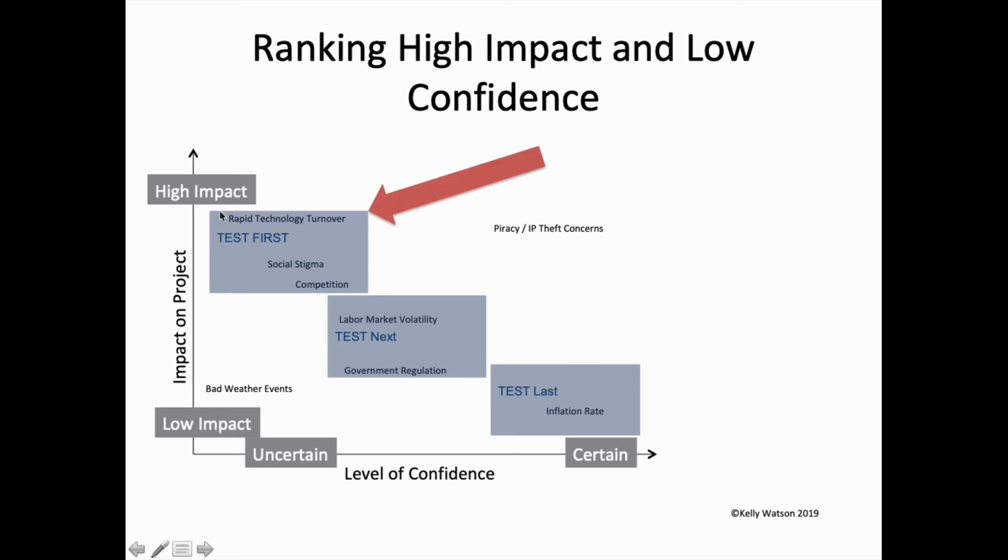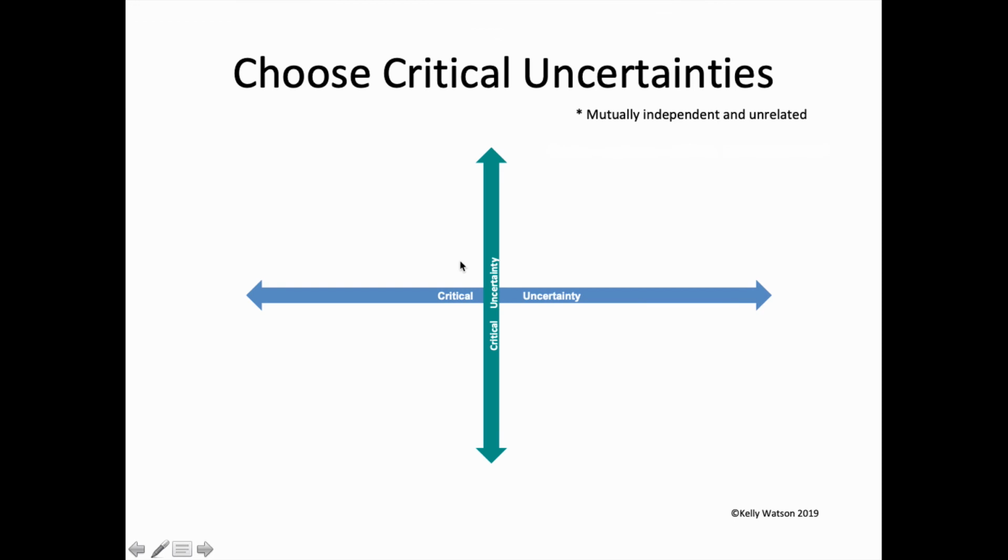Here are the ones that we really want to focus on. These are what we'd call the critical uncertainties. So the next step is we want to choose two of them that are mutually independent and unrelated. So for example, let's say we felt that technology turnover had a very high impact on the project and we were very uncertain about how it was going to impact the project. So we would want to plot it on this axis.